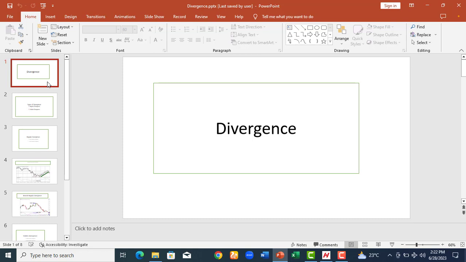Divergence is a leading indicator in that there are even some traders that trade only divergence in the forex market. They don't trade anything but divergence alone. So gaining mastery of divergence in the market is a very wonderful strategy and a very wonderful skill in the forex market. So what is divergence?